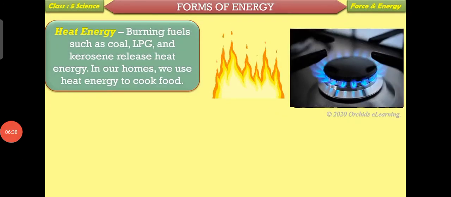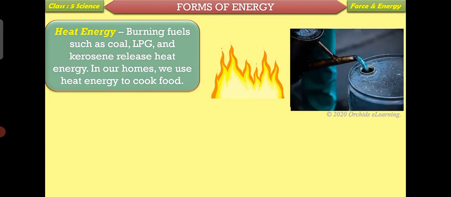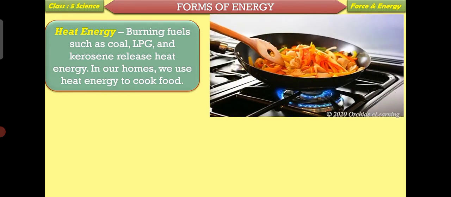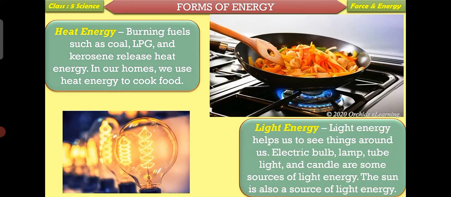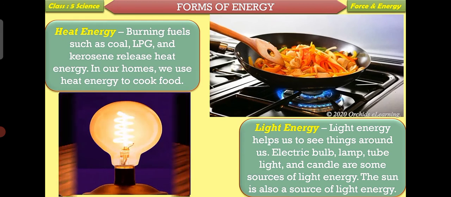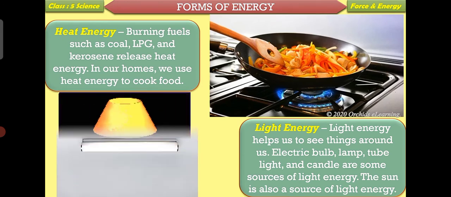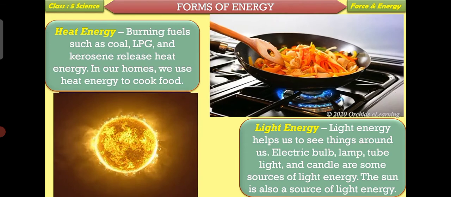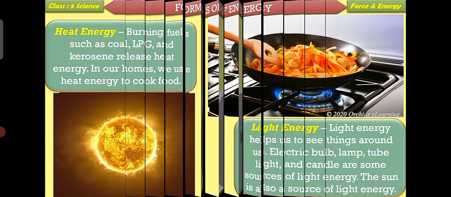Here we have discussed the many forms of energy. What are they? Heat energy, which is used to cook our food. In the same way, light energy helps us to see things. Electrical bulbs and lamps are all sources of light. The sun is also the main source of light. Here you can see the sun.